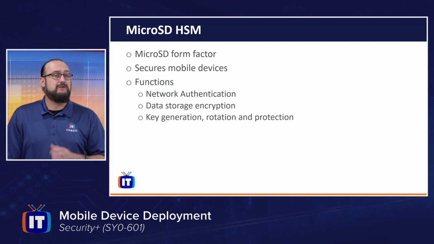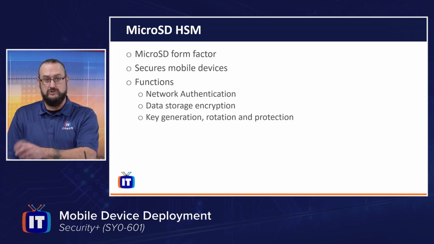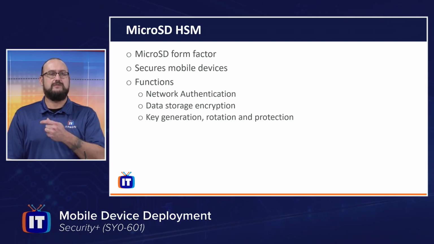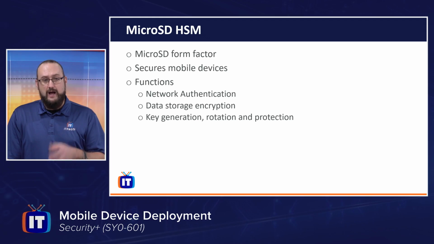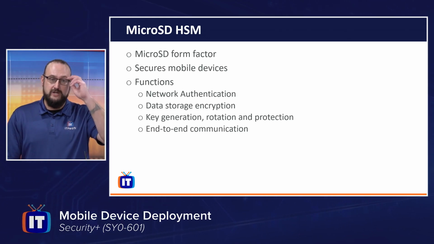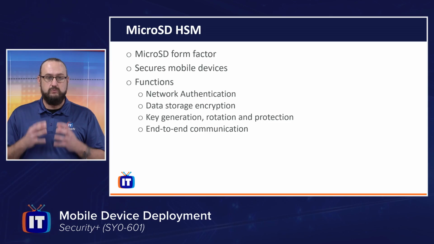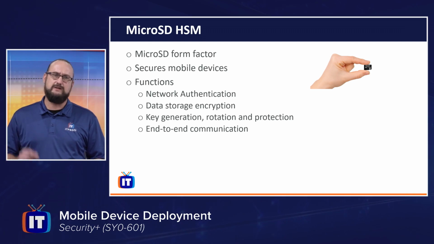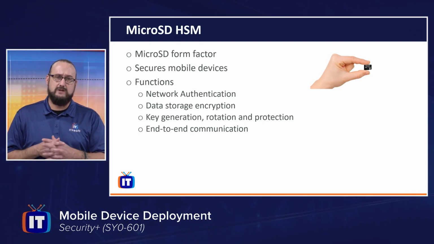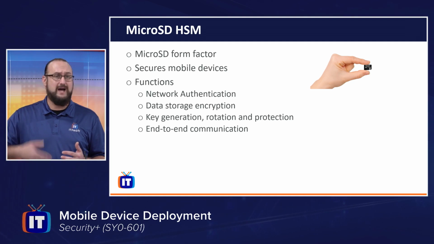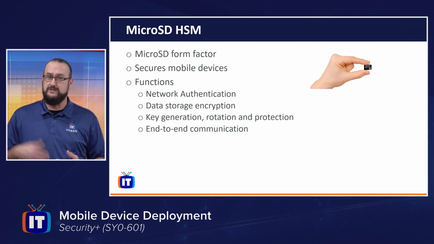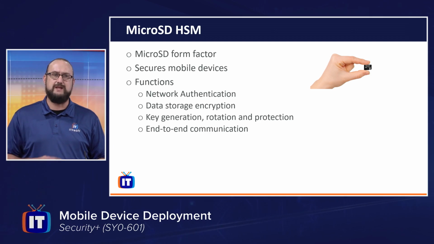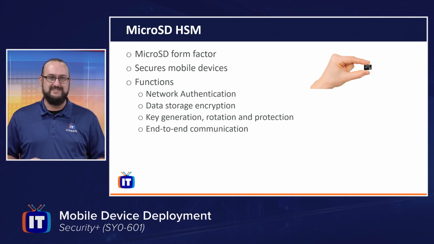It can do things like data storage encryption, right? We talk about all of the functionality of HSMs. It can do key generation, rotation, and protection. So you can actually store private keys in there and you know that they're stored in a secure manner. And it can also allow end-to-end communication that is secure. So it's a really, really good thing to have. And the last thing to keep in mind is that it's really super tiny. If you've ever seen micro SD cards in things like Raspberry Pi, some of the IoT devices, your phones as well, to expand storage, well, now we can expand the security of the device just by putting one of these SD cards in there.